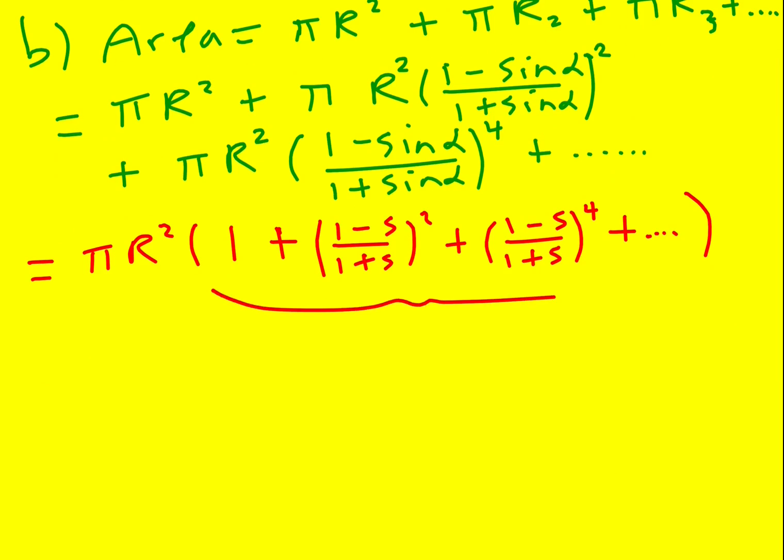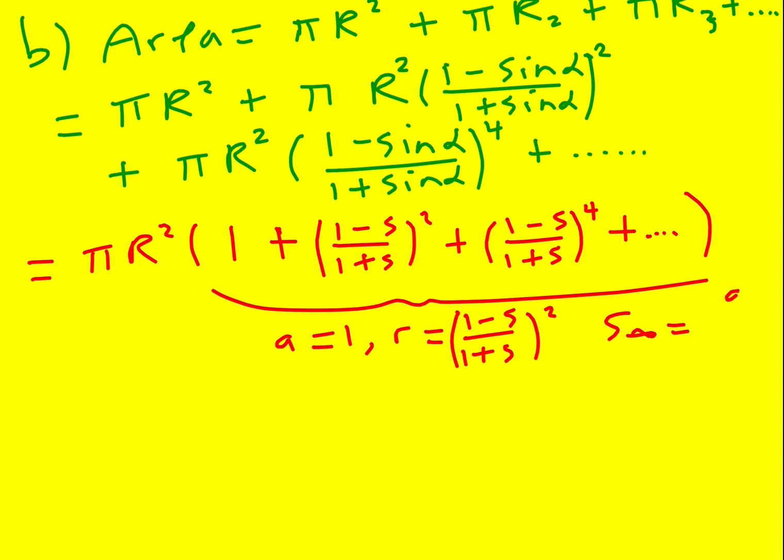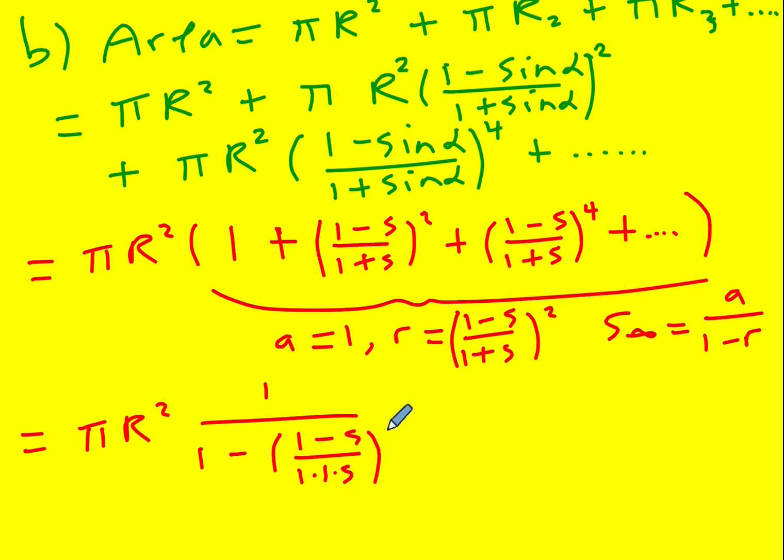Okay, this bit here is a geometric series. A is equal to 1. R is then going to be 1 minus s over 1 plus s all squared. And the sum to infinity is a over 1 minus r. So the whole thing is going to be pi r squared, 1 over 1 minus s over 1 plus s all squared.